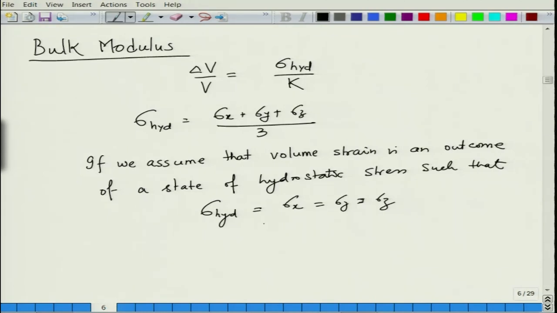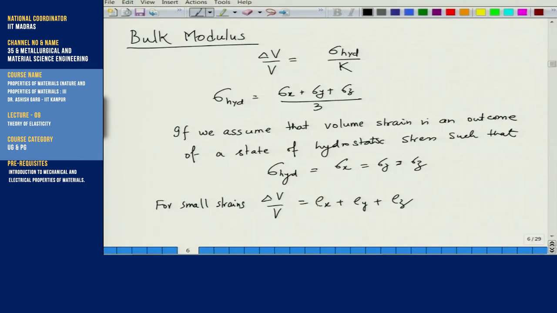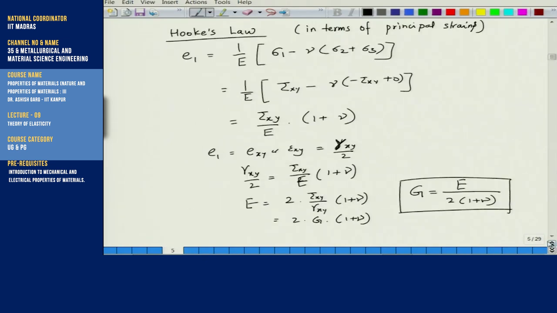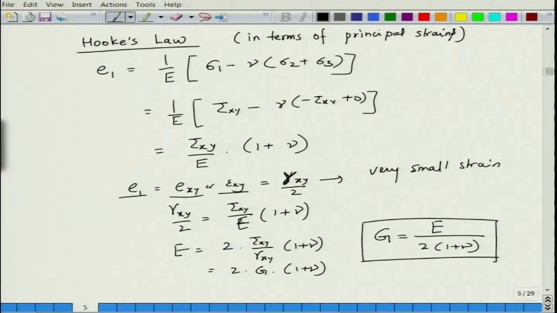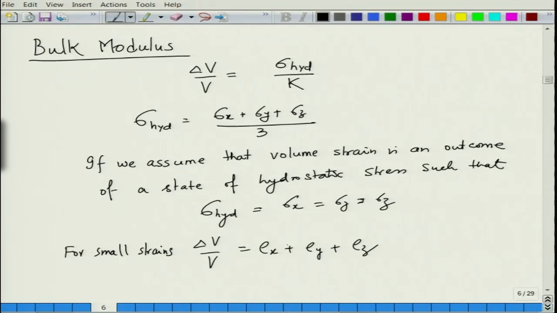In this case, if sigma hydrostatic is assumed to be equal to sigma x plus sigma y plus sigma z, then we can write delta V by V for small strains. This can be approximated as epsilon x plus epsilon y plus epsilon z for very small strains. We are using E and epsilon repeatedly, but remember, when we say e1 is equal to epsilon x or epsilon y, what it means is very small strains, where e is equal to epsilon. So there is a correspondence between the two.